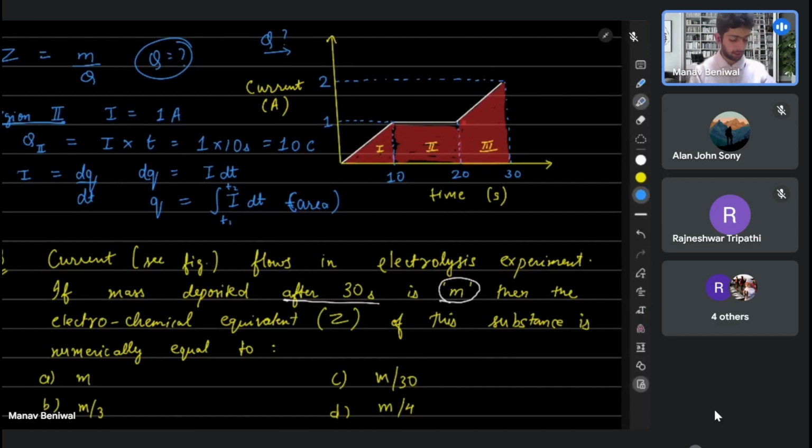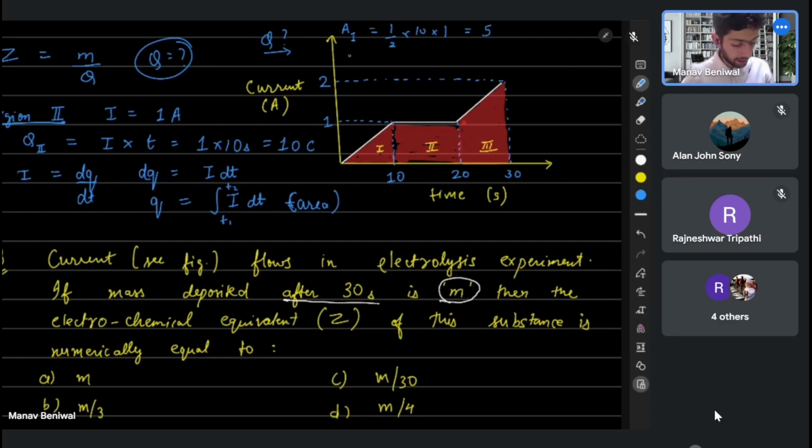So for region 1, I'll write here: area of region 1. Because this is a right angle triangle, it is just half into base into height. So this will be half, your base is 10 and your height is 1. So this is nothing but 5.